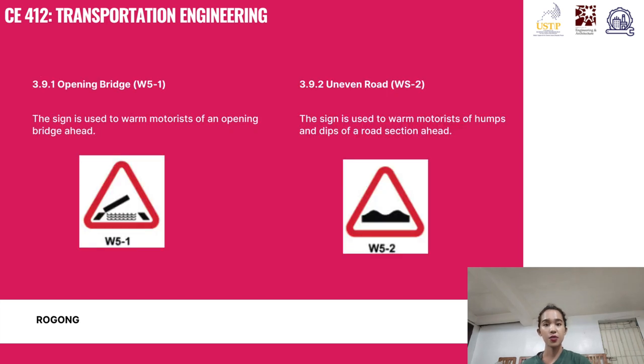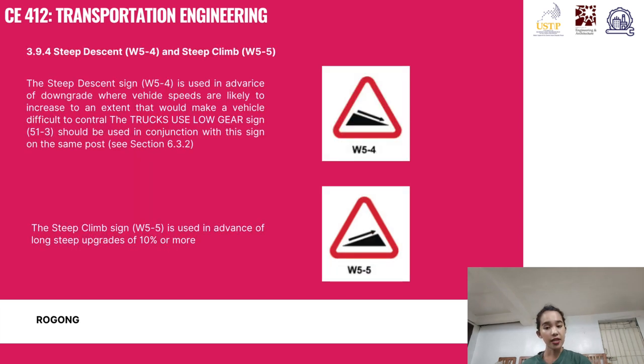For the next sign, the opening bridge warns that a bridge ahead may open, so vehicles must stop when needed. Next, we have the uneven road, W5-2. It alerts drivers to bumps or dips in the road that could affect control. Next, we have W5-4, known as steep descent. These signs warn of a downhill slope. Drivers, especially truck drivers, should use low gear.